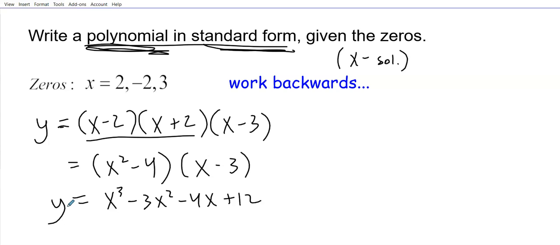We could put a coefficient in front there, like a 2 in front of the whole thing. A 2 right there would also work, or a 3 right there, or any number multiplier would still make this work. But that's a polynomial. That's how to work backwards. It's always just x minus the solution. So if your solution is 2, your factor is x minus 2, and you just multiply it out.